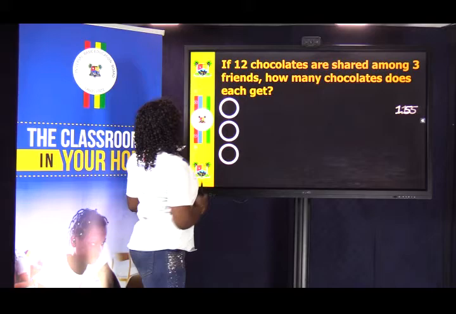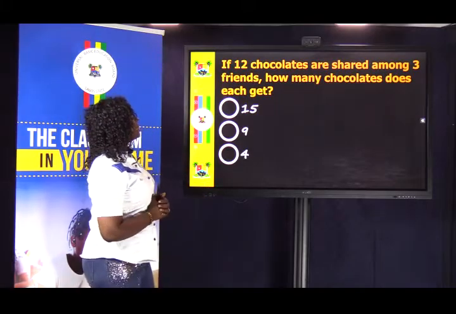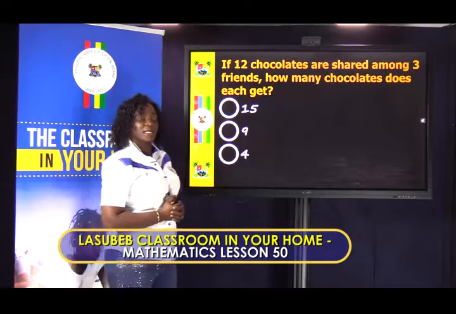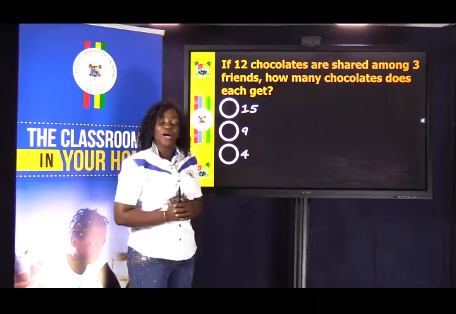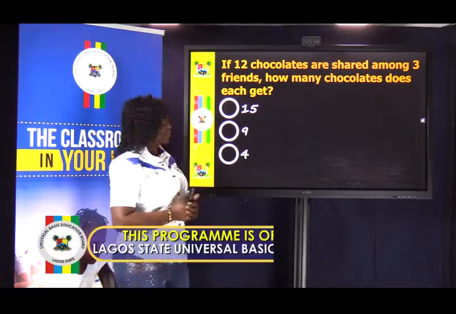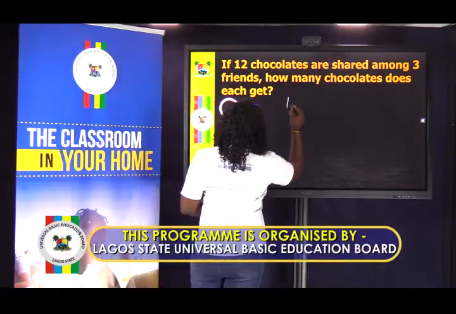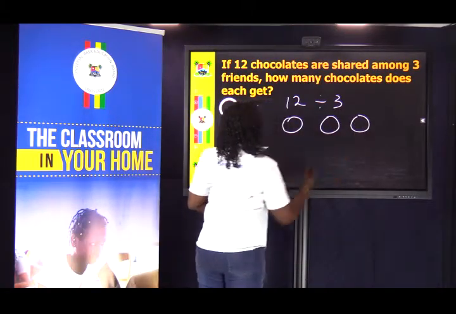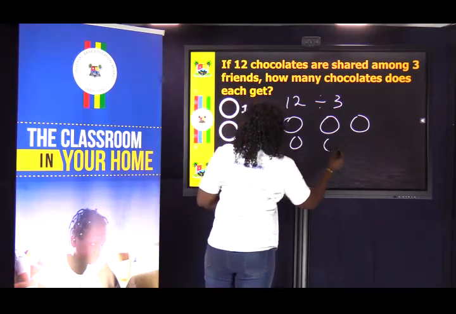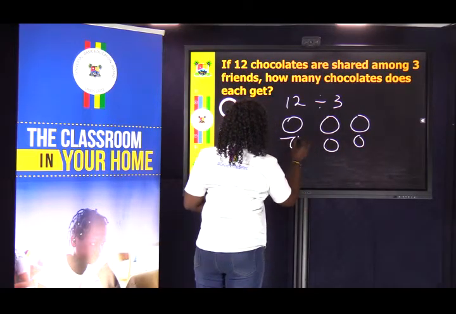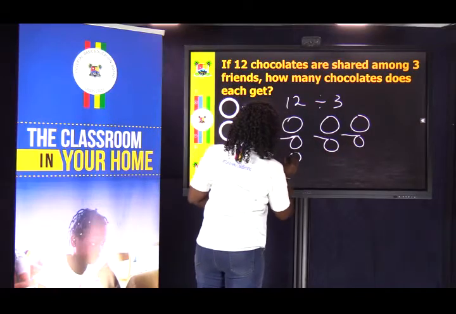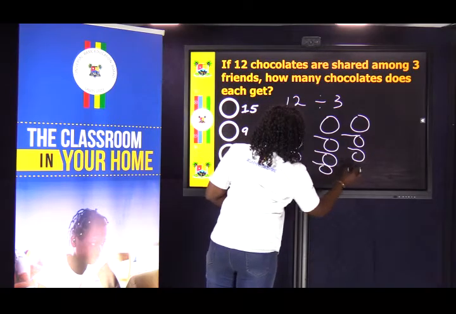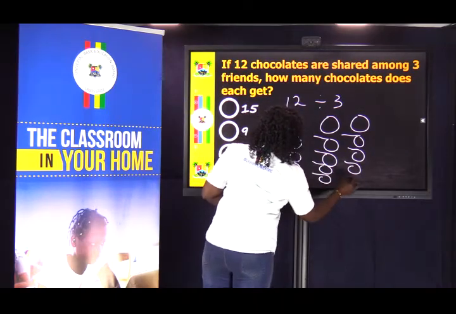Let's go on. If 12 chocolates are shared among 3 friends, how many chocolates does each get? What is this? What problem on division? Yes, so we have 12 divided by 3. Quickly draw your 3 friends and let's divide it. 1, 2, 3. This is the chocolate. 4, 5, 6, 7, 8, 9, 10, 11, 12.